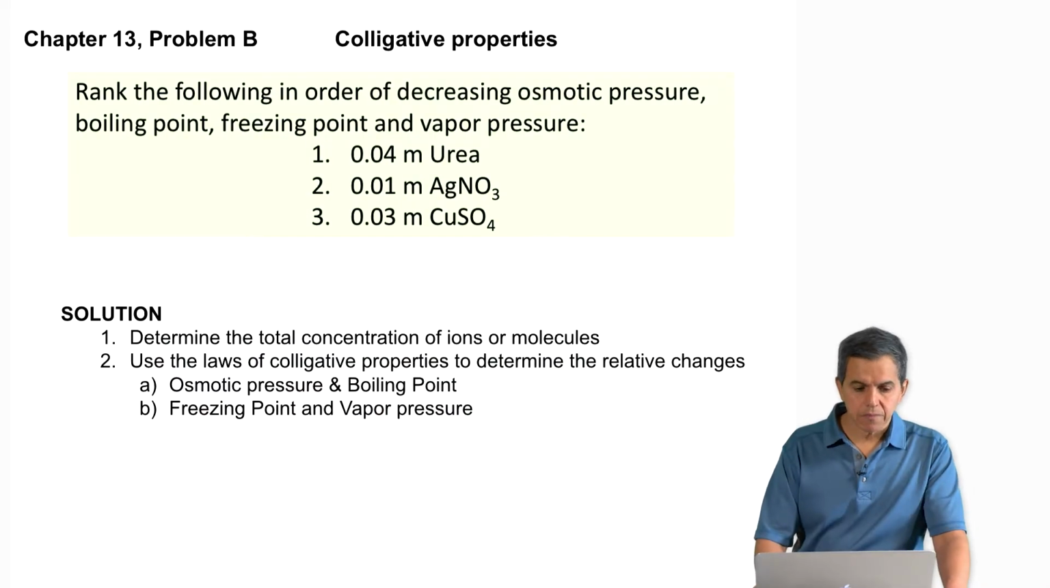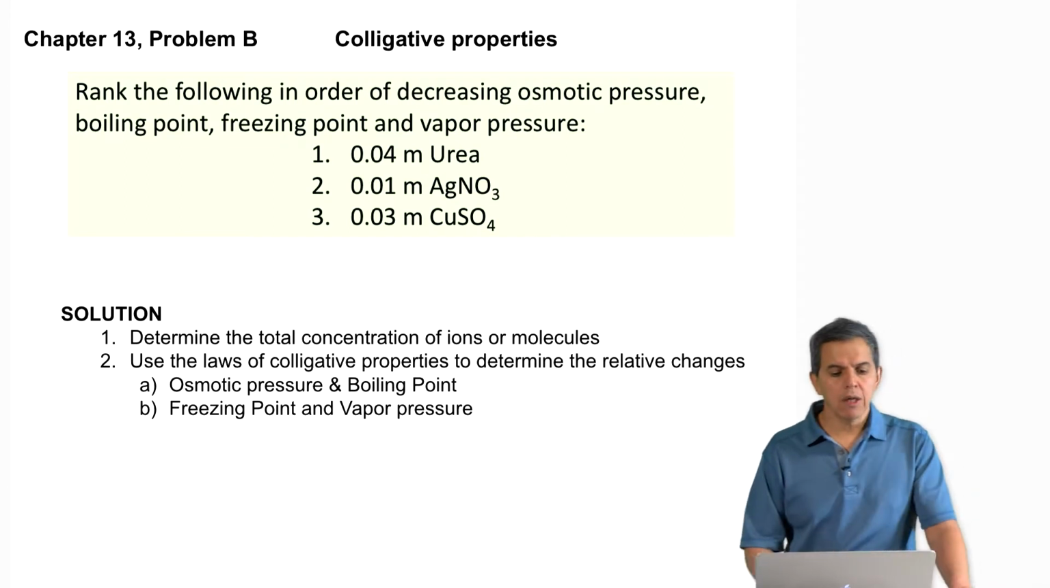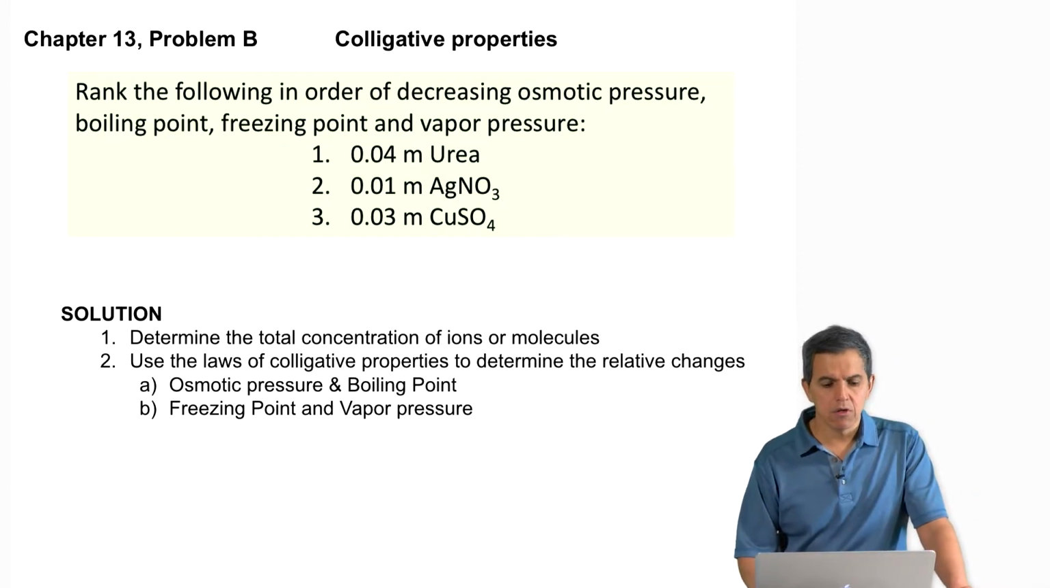To solve this problem, first we need to determine the total concentration of ions or molecules in solution. Then we use the laws of colligative properties to determine the relative changes, and we can group them in two types: A, osmotic pressure and boiling point, because both of them increase when a solute is present, and B, freezing point and vapor pressure, because both of them decrease when a solute is present in solution. So let's begin then by determining the number of particles or ions or molecules in solution.